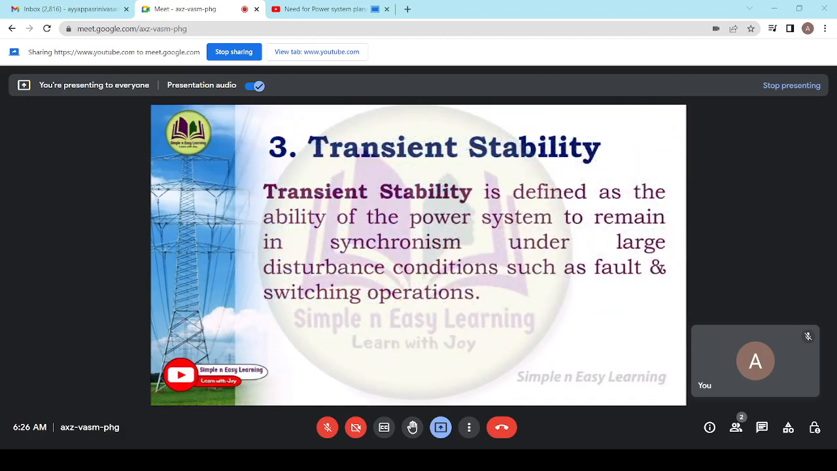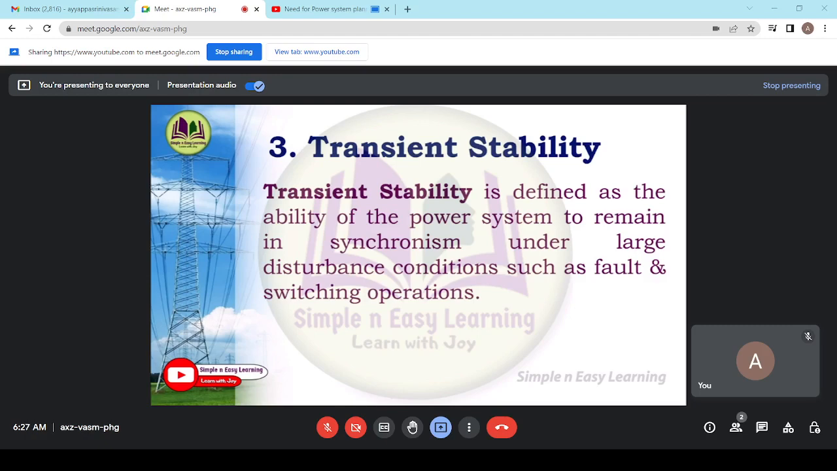The third one is transient stability. Transient stability is defined as the ability of the power system to remain in synchronism, or at a stable value, under large disturbance conditions such as a fault or switching operation. When a sudden fault occurs in the system, there will be oscillations and voltage fluctuations. We call that a disturbance. In some cases there will be a switching operation, such as sudden inclusion or sudden removal of load, which will lead to a disturbance to the overall system.